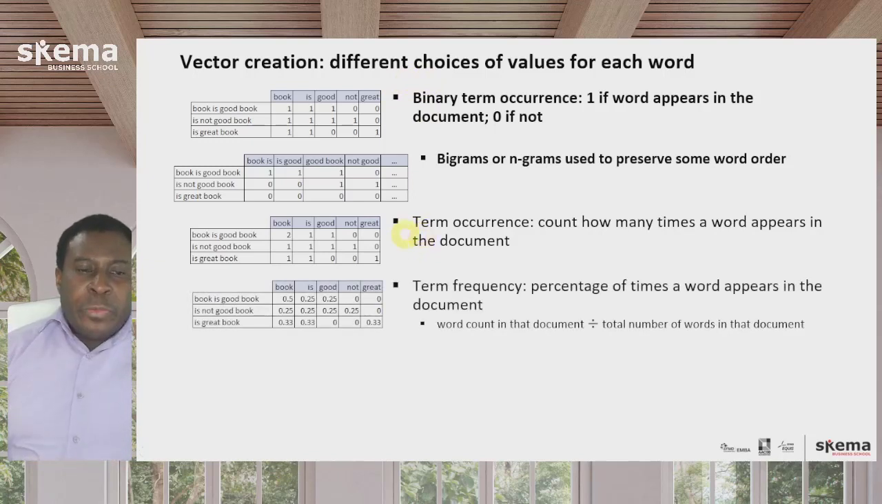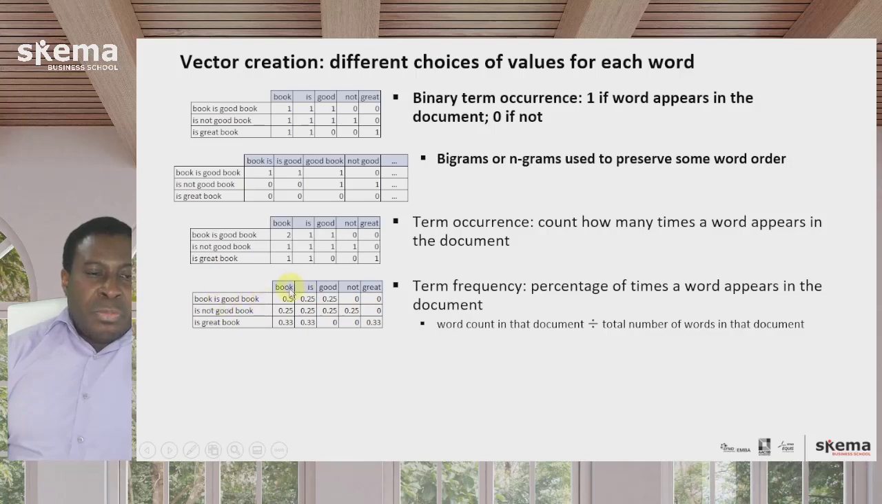Then there's also term frequency. And this considers the fact that, well, yes, maybe some terms occur many times. Like if you have a review that's 500 words long and it mentions the word book 5 times, does that count as much as a review that's just 10 words long and mentions the word book 3 times? So term frequency looks at the percentage of the length of that document and how many times that word occurred. So it's simply the word count in that document divided by the total number of words in that document.